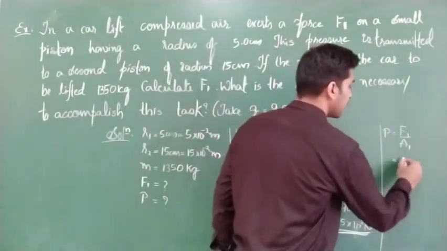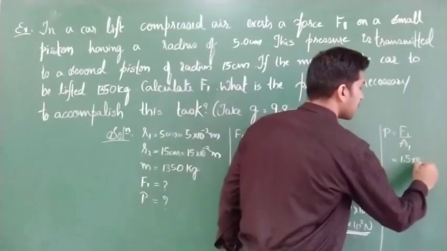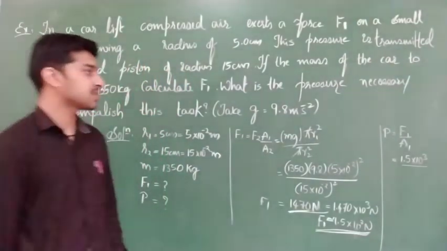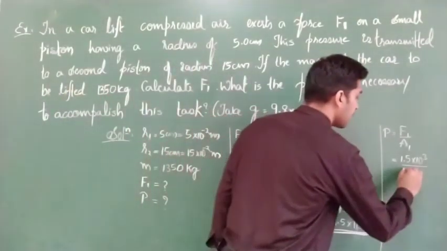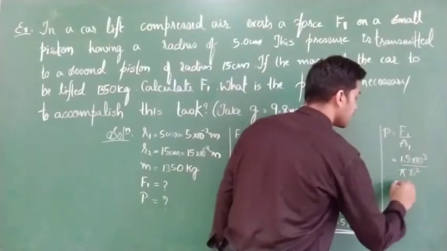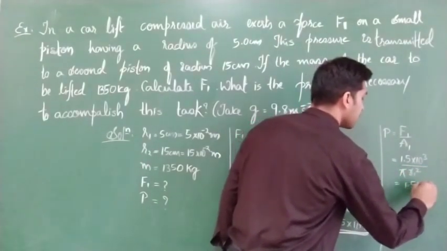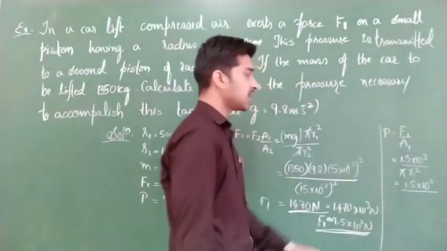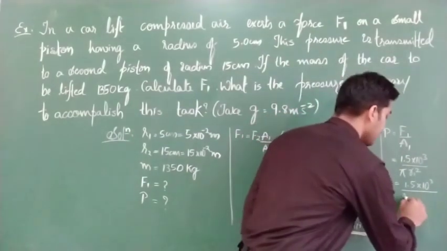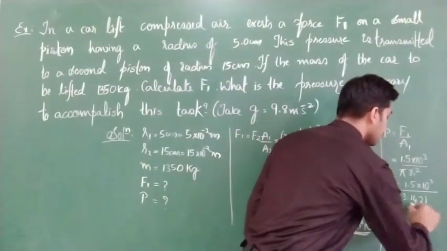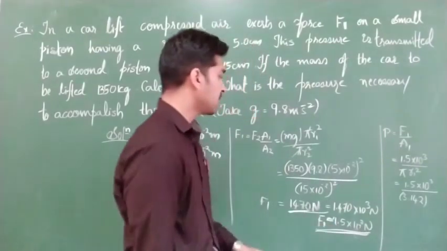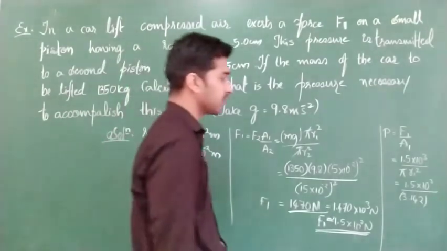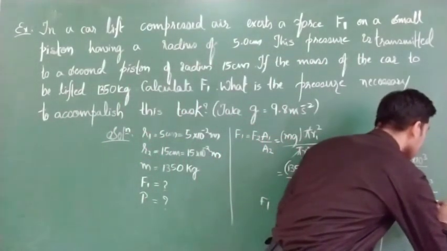So F1 value 1.5 into 10 to the power of 3 whole divided by A1. A1 is pi R1 square. Correct? Pi R1 square, which is equal to 1.5 into 10 to the power of 3 whole divided by pi value, take it as 3.142, the standard value, into R1 square, 5 into 10 to the power of minus 2 square. This is R1, 5 into 10 to the power of minus 2 square.